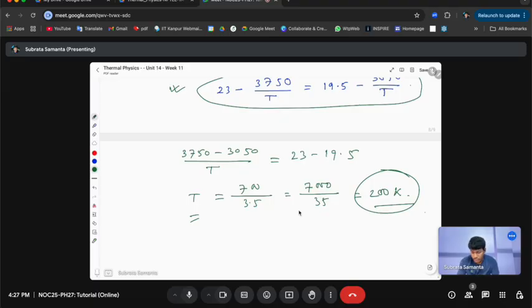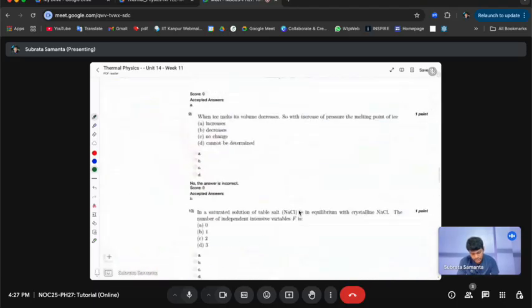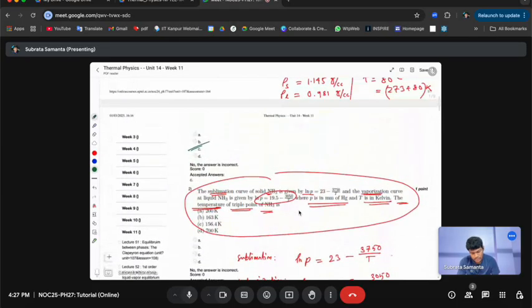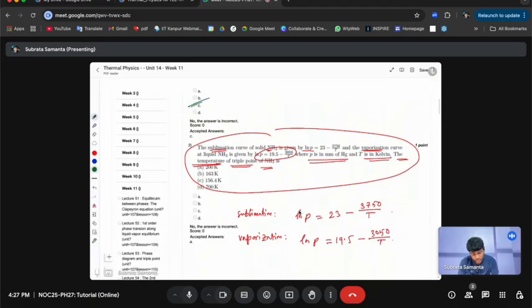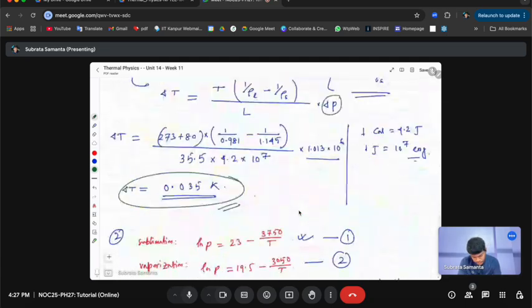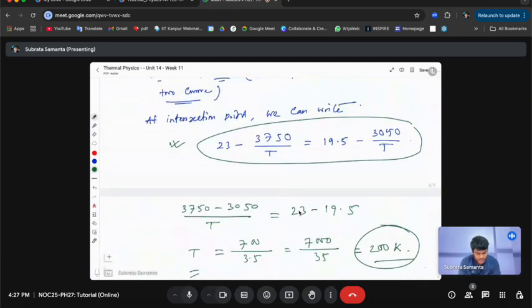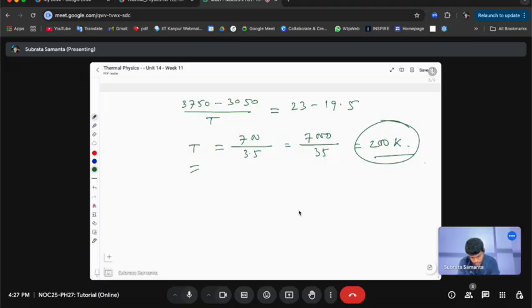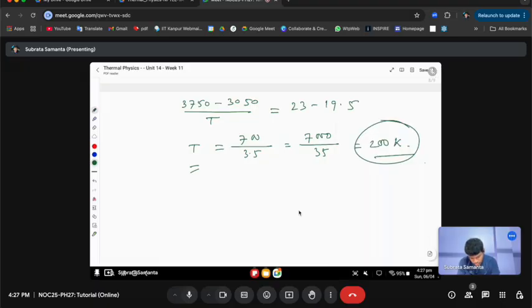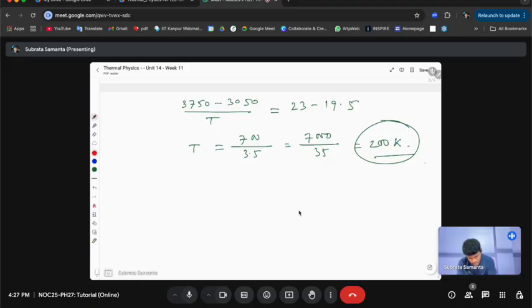Let's check the options. The temperature at the triple point, which is the common point, is 200 Kelvin, so option A is correct. Any questions? Once you equate these, it's algebraically straightforward; we just manipulate the equations. I'll move to the next one.